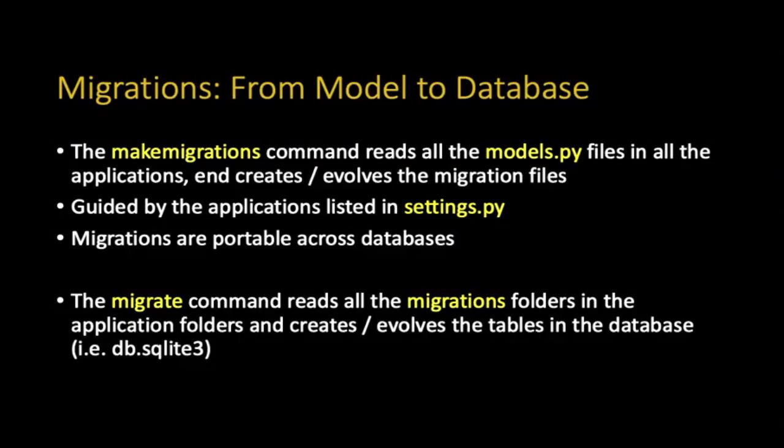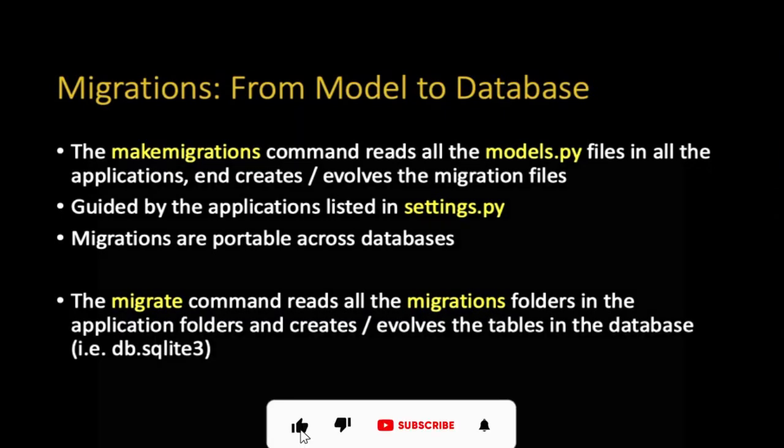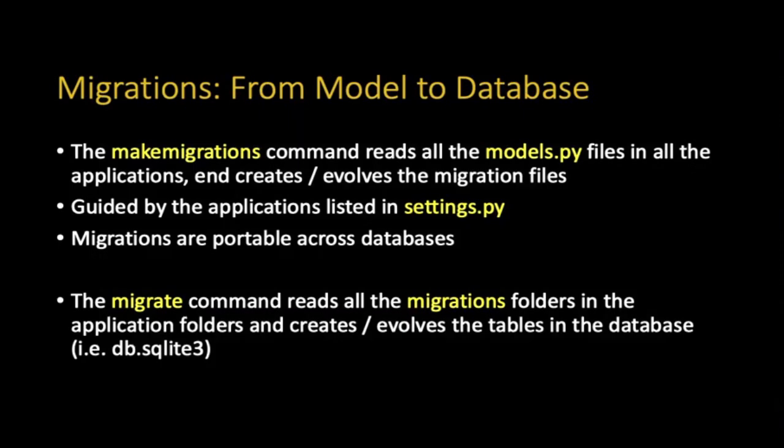So the make migrations is what reads the models.py files, and then it creates what are called migrations. And the key thing is this is guided by the list of applications in settings.py. So if you make a new application and you edit the models.py and you try to run make migrations and it doesn't see anything, you're like, what did it just do? Well, did you edit your settings.py? Because there is a thing called installed apps in your settings.py.